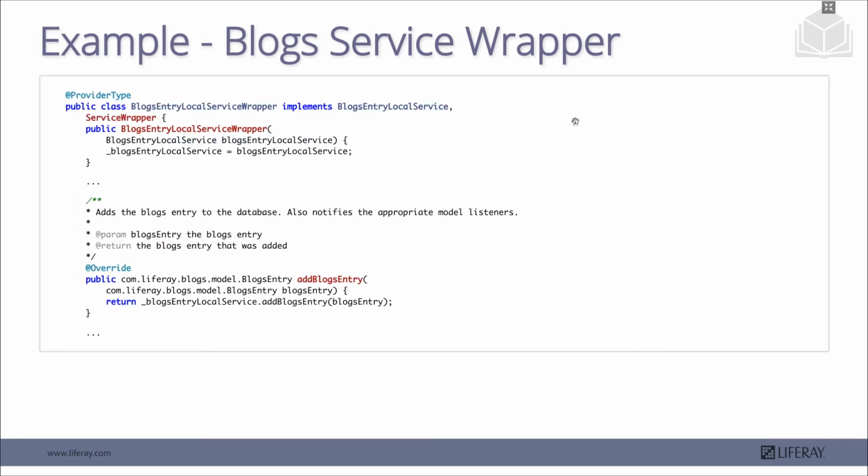Let's take a look at the actual service wrapper here, right? And for the most part, it's pretty well commented, pretty well documented. So we're able to take a look to kind of see what's going on. You're going to see here the add blogs entry, right? As an example, you are able to override specific methods within the service using the service wrapper.